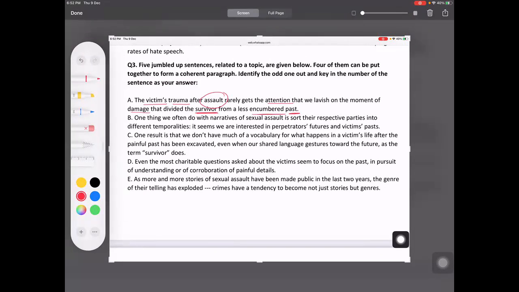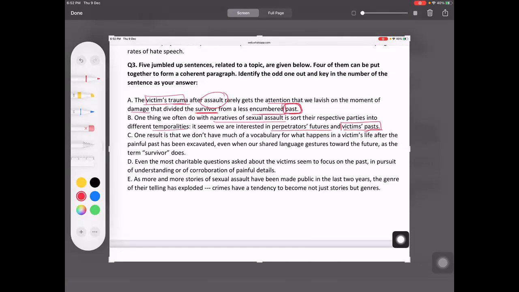but we are not very much concerned about what will happen next. Okay. B option says one thing we often do with narratives of sexual assault is sort their respective parties into different temporalities. It seems we are interested in perpetrators' futures and victim pasts. Now you can see victim pasts and victim trauma. All right. And it's past. They are just talking on the same page.